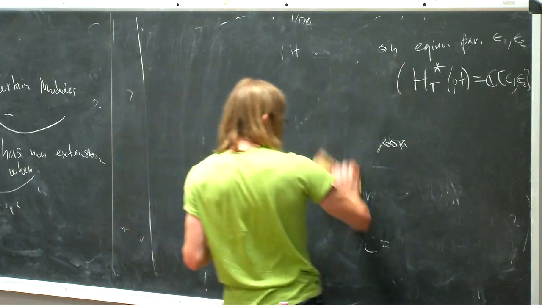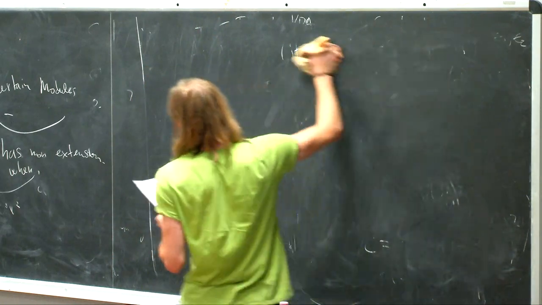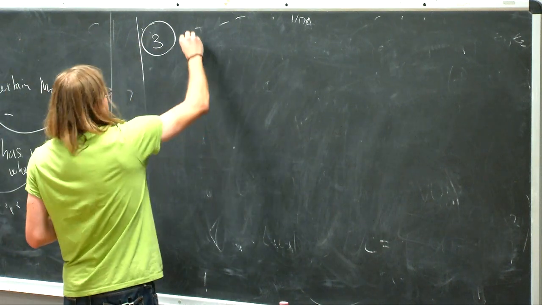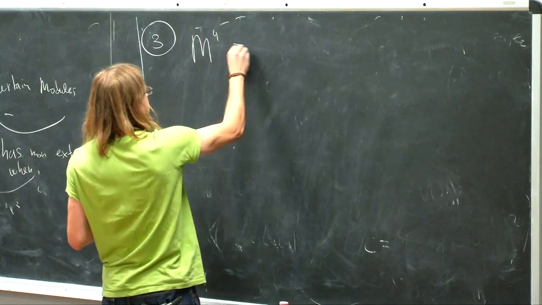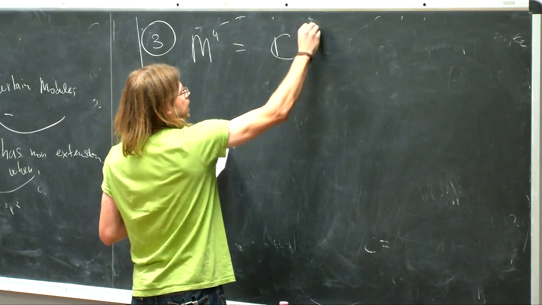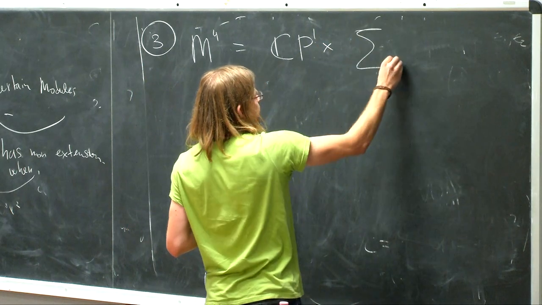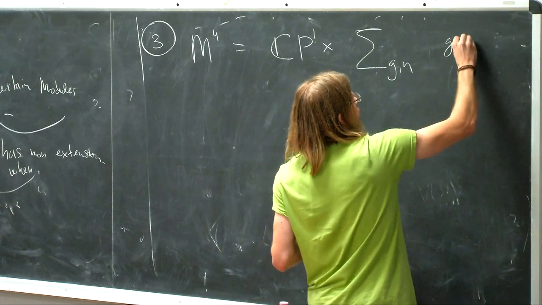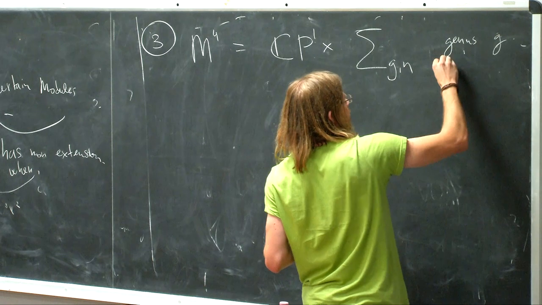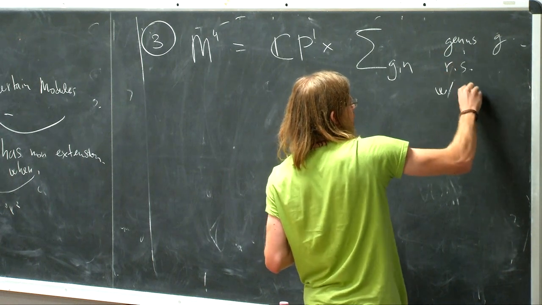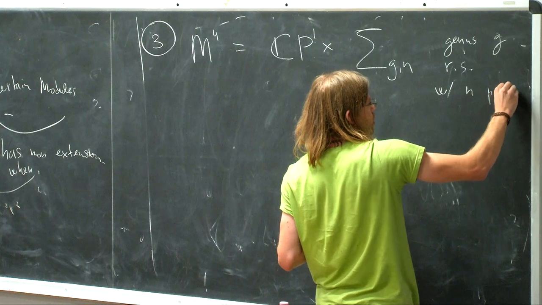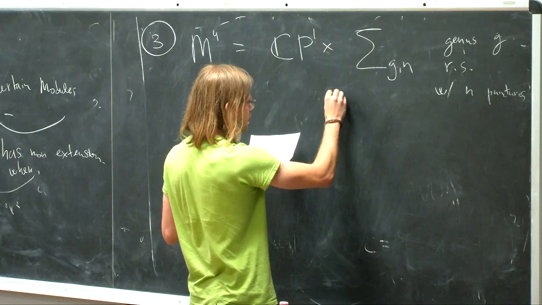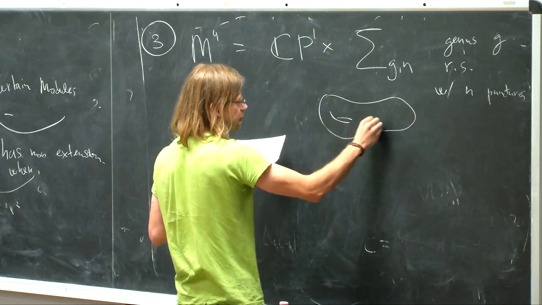So what I want to consider in a bit more detail is the following class of examples. M4 is a product of CP1 times a Riemann surface with punctures. So this is a genus G Riemann surface with N punctures. So in principle, you can draw it like this.